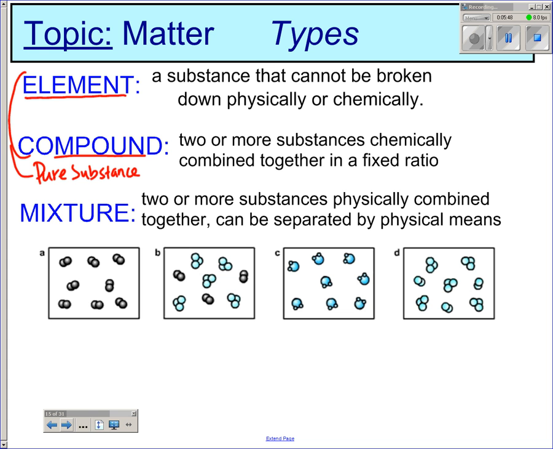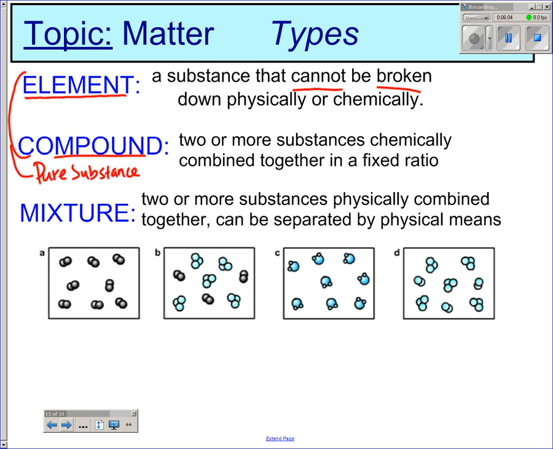So an element is going to be a substance that cannot be broken down physically or chemically. So anything on a periodic table is an element. We can't break them apart. We can't break up their one single atom into anything smaller.